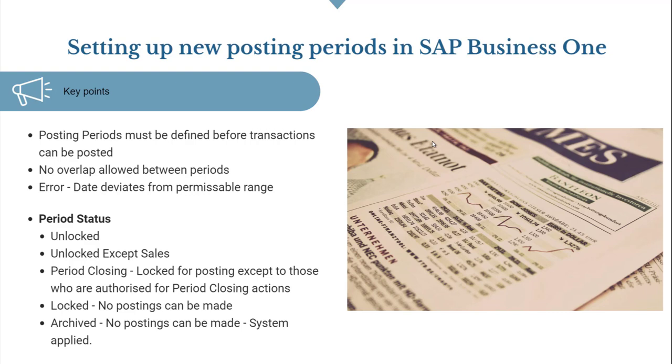So that's all I wanted to cover in this video. We mentioned that the posting periods must be defined before any transactions can be posted. We said that we can't have any overlap in the period dates. We mentioned what happens if we get the following error, which is date deviates from permissible range. It can be simply the case that maybe your due date or your document date is falling outside of your posting period, and that may be permissible by your company, but if it hasn't been set up for your posting periods, then you will get this error.